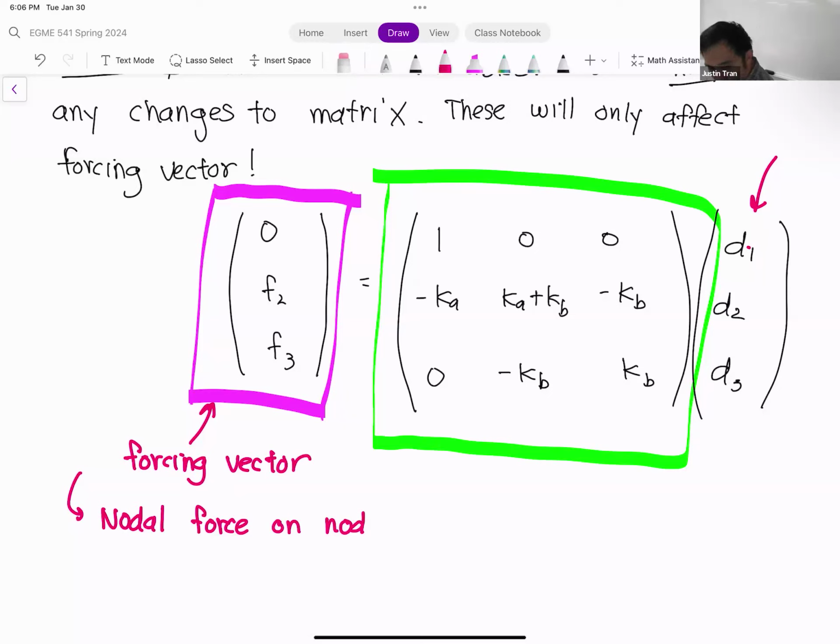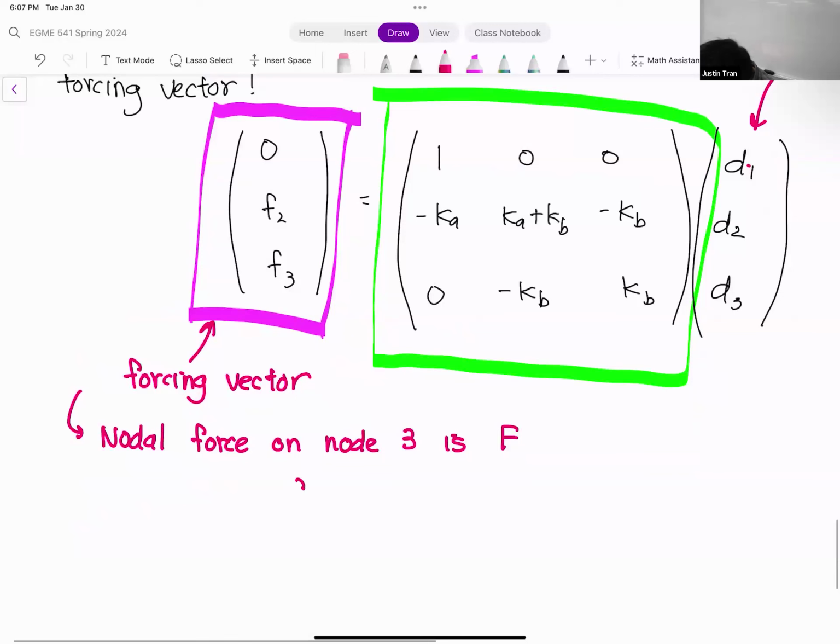So from the diagram, we know that the nodal force on node 3 is F. And so from this, we can automatically state that F3 is equal to F. This is actually a much simpler change. In terms of the matrix, we just delete F3 right here and change that to F. Neumann conditions are much easier to work with because you don't have to replace the entire row. Whatever force you have, you just slot it into that force vector.